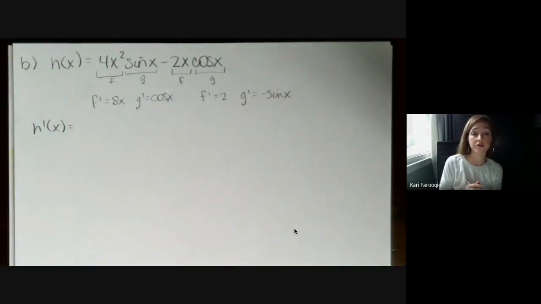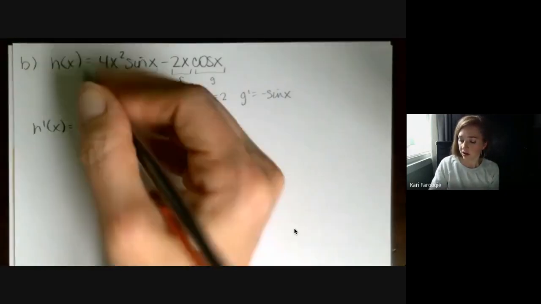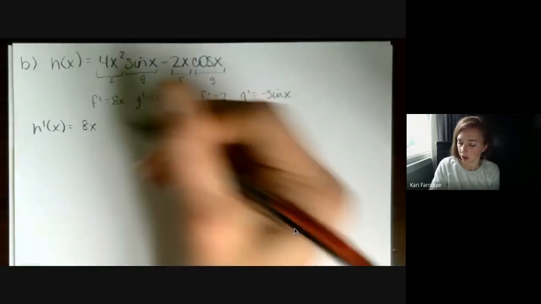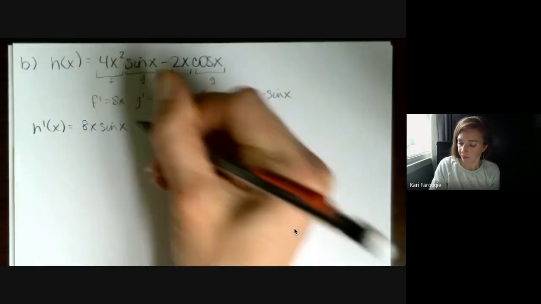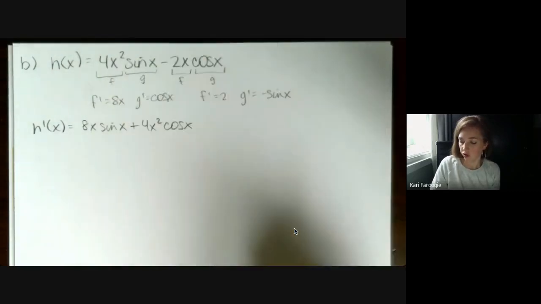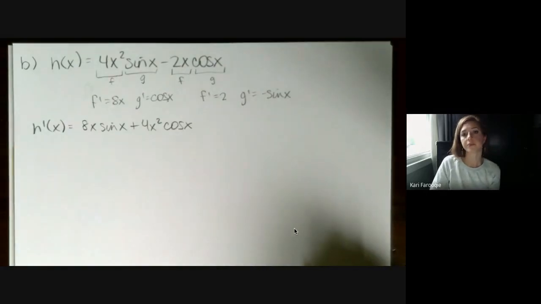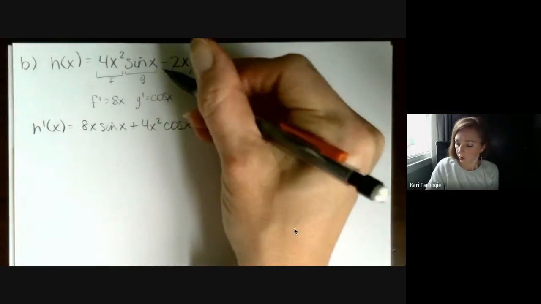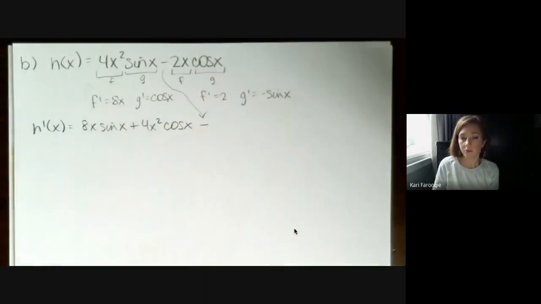All right, so first let's take the derivative of the first term, which is 4x squared sine x. So we're going to take f prime g plus f g prime. Now we're going to subtract because remember we have this minus sign here. And I want to be really careful about this because I know I'm going to end up having more than one term behind the minus sign. So I'm going to put parentheses around this.